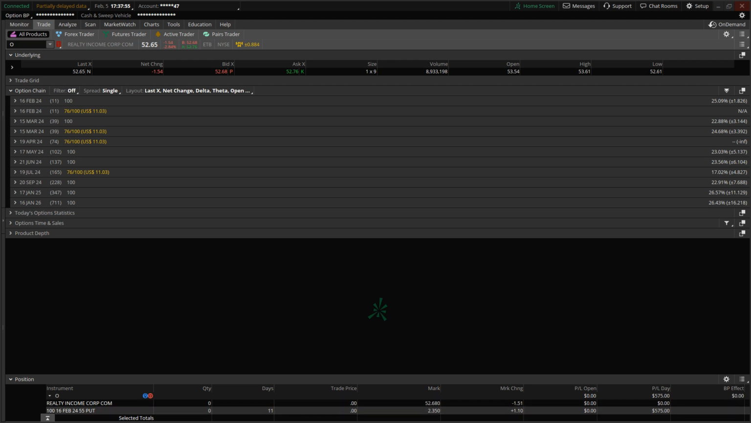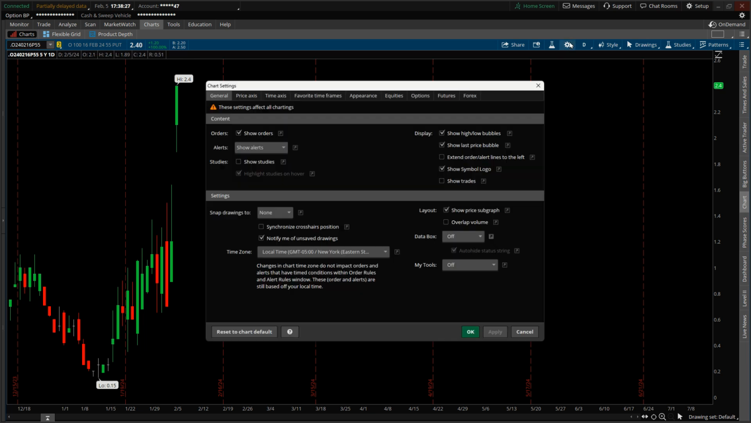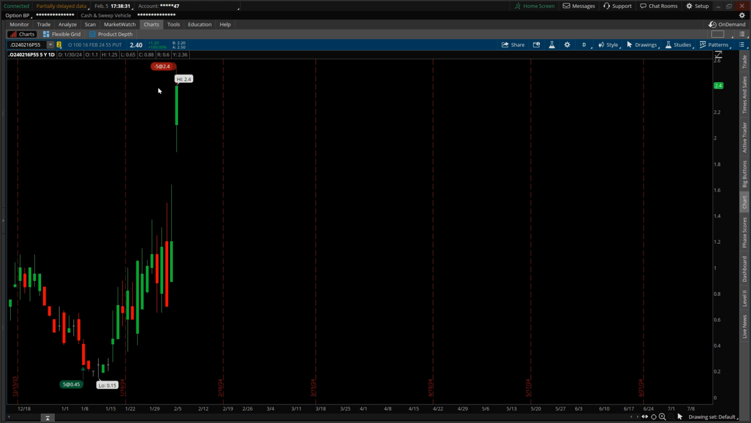And switching over to the option chart. This is the option chart. We can see here the premium ended at $2.40. Right by the ticker, the premium is at $2.40. And if I show trades, there's the liquidation of those 5 option contracts at my target price of $2.40.